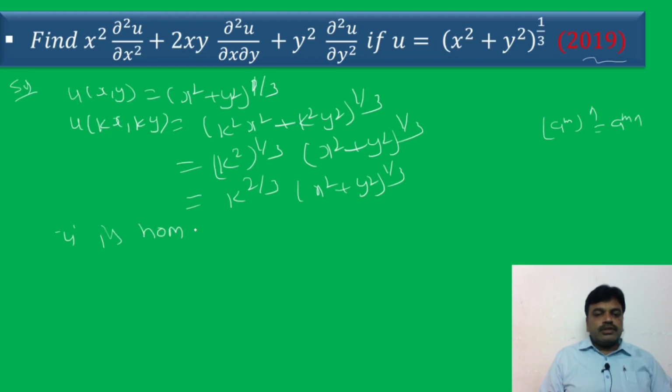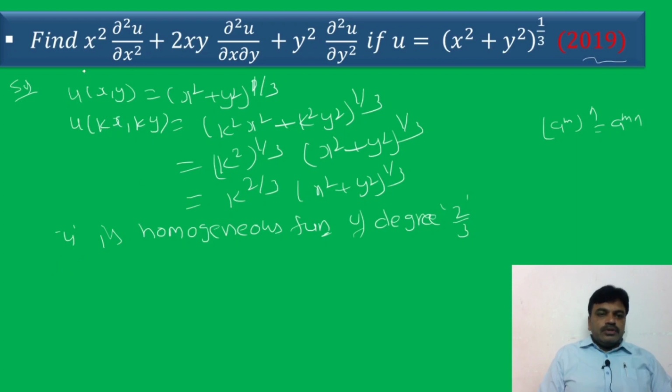So u is a homogeneous function of degree 2 by 3, what friends, of degree 2 by 3. So by Euler's theorem, okay, what is Euler's theorem friends here?